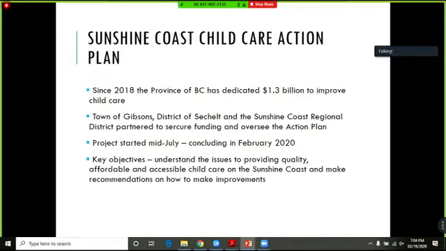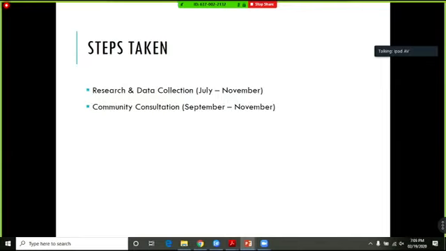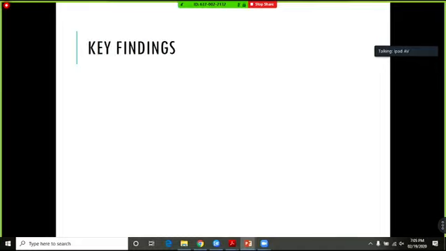The key objectives were to understand the issues of providing quality, affordable, and accessible childcare. This is by the province's definition on the Sunshine Coast, and to make recommendations on how to make improvements. So the steps taken included the research and data collection, which was from July to November. We did extensive community consultation from September to November. We did analysis and provided targets for childcare spaces. This was really the mandate of the province, who wanted to know what numbers we are looking at, and then how can we provide funding for that. I came up with 5 recommendations, and this was done jointly with the steering committee, and that was concluded in January. And then we provide our key findings.